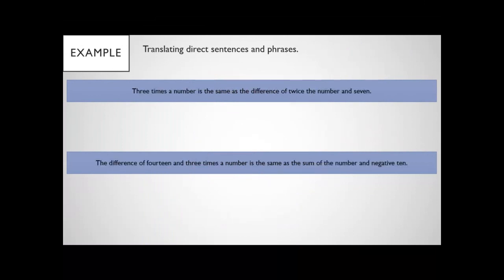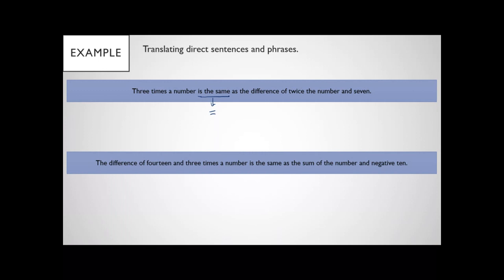Okay, we're getting more complicated here. The one on top: we have 3 times a number is the same as the difference of twice the number and 7. So I'm looking for my is. When it says is the same, that's still part of the equal sign. The left and the right side of an equal sign need to be equal, so they are the same. So is the same, that whole thing translates as an equal sign.